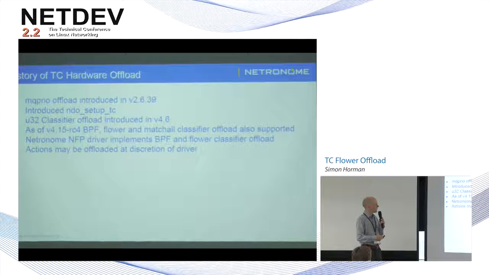And at that time, this NDO setup TC was introduced. The relevance to what I'm talking about today is that it's the same NDO that we're using to offload TC today. So in 4.6, going back about 18 months ago now, John added support for the U32 classifier offload. Now U32 functions quite differently to Flower, but it's conceptually similar in the sense that a packet comes into the system and it can match on it using some kind of user configured parameters.